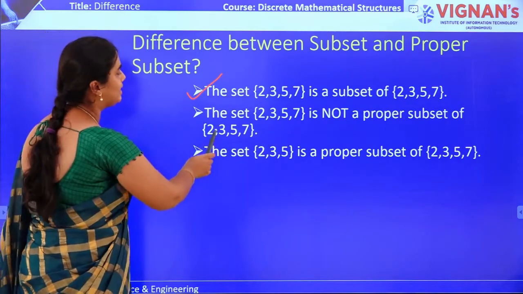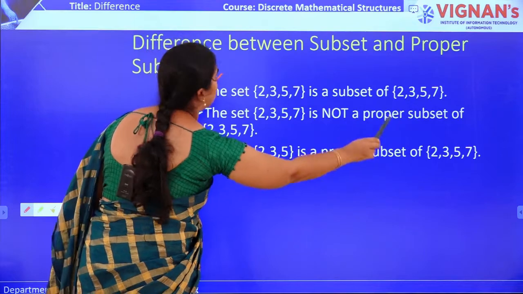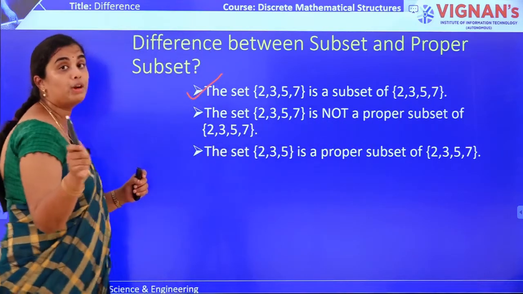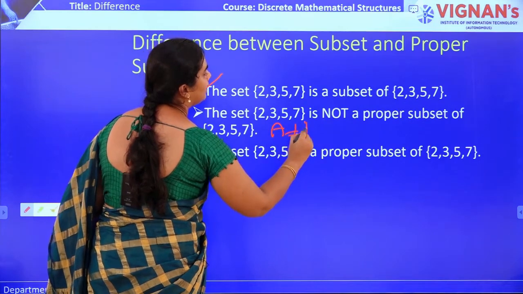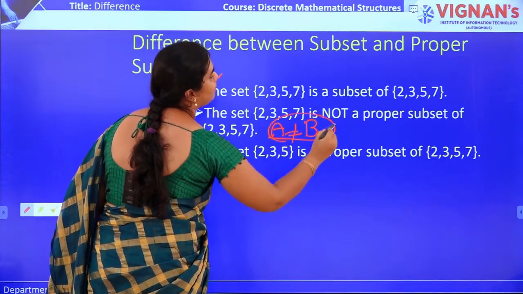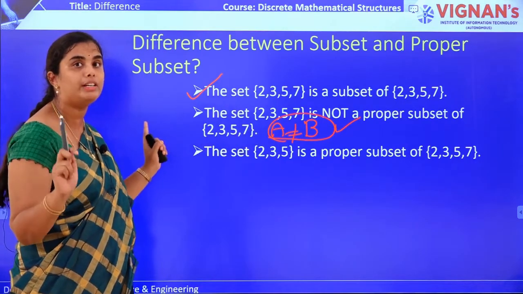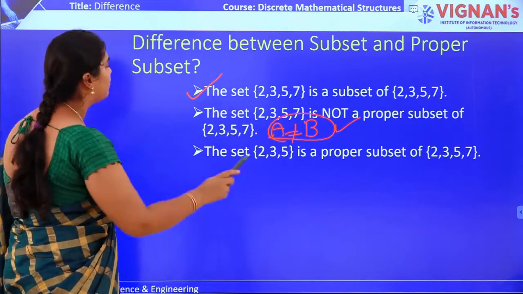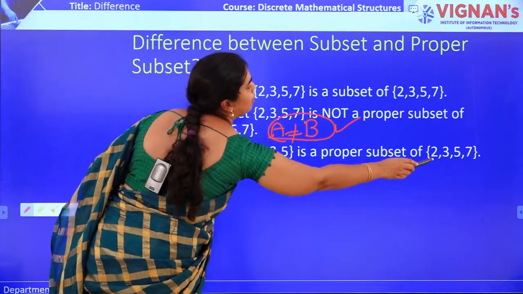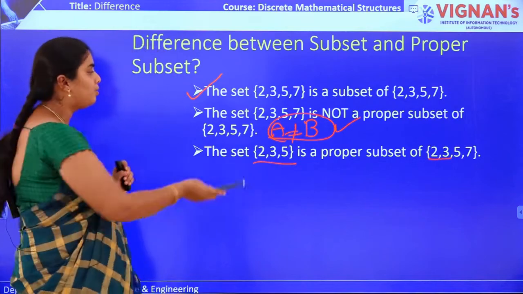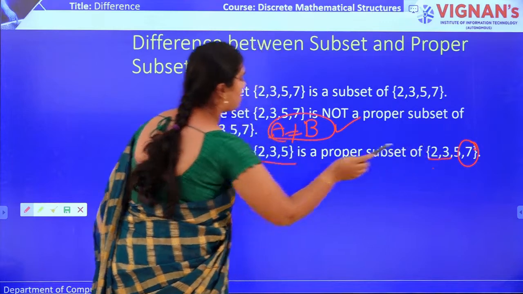When coming to the second example, the set 2 3 5 7 is not a proper subset of 2 3 5 7, because in the property of a proper subset, this is the only condition which needs to be obeyed. That means the two sets cannot be equal to each other at any cost. Okay. When coming to the third one, the set 2 3 5 is a proper subset of 2 3 5 7. Yes, it is true, because this set contains one element, that is 7, which is not present in the other set.